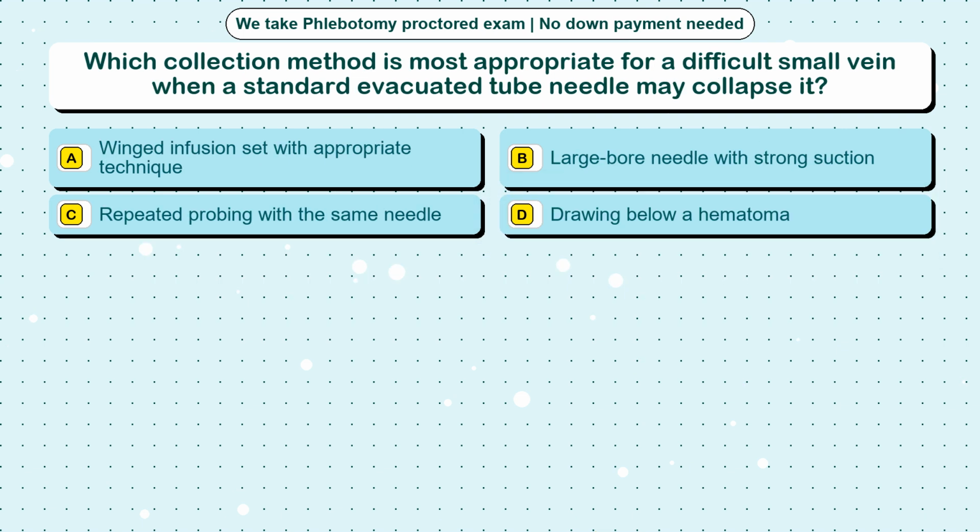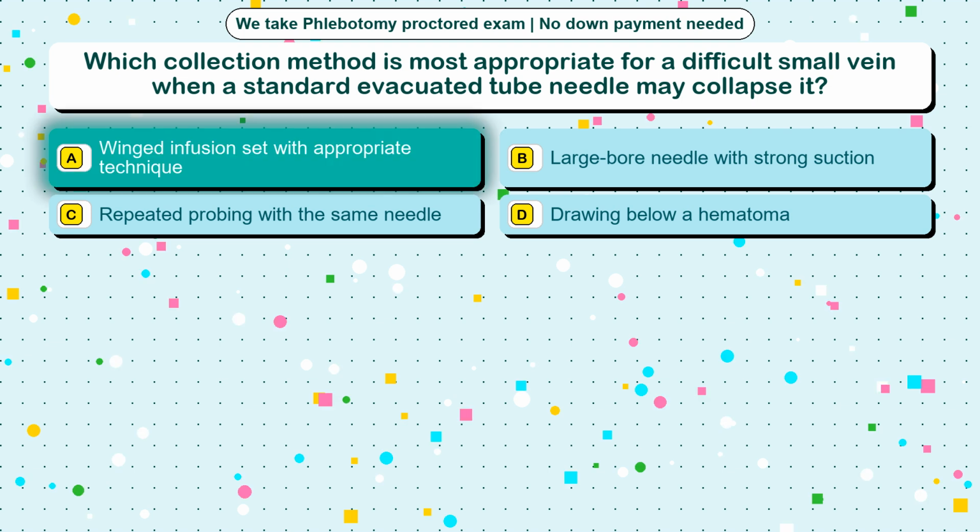Question 94. Which collection method is most appropriate for a difficult small vein when a standard evacuated tube needle may collapse it? Option A. Winged infusion set with appropriate technique. Option B. Large bore needle with strong suction. Option C. Repeated probing with the same needle. Option D. Drawing below a hematoma.